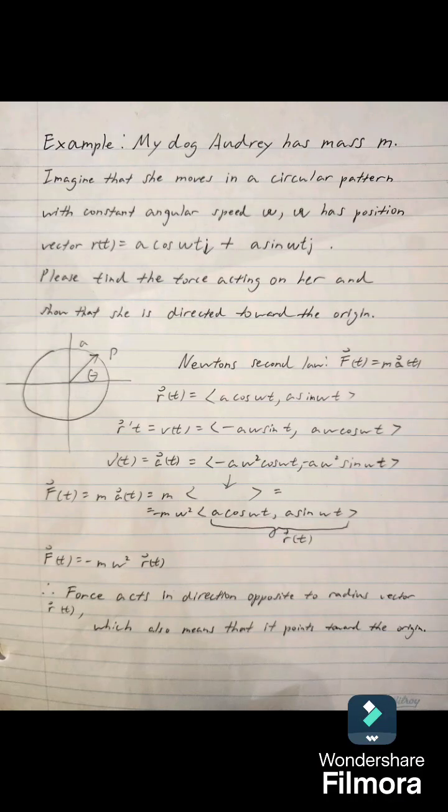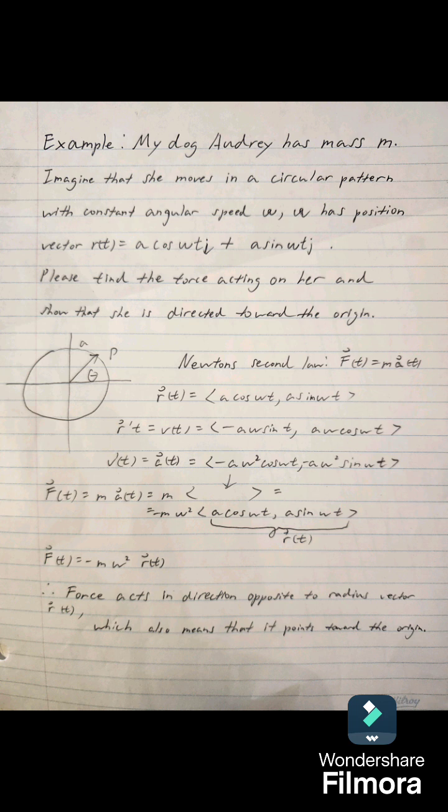Alright, here let's solve an example question, and we are going to use the formulas from the last formula sheet. For example, my dog Audrey weighs m pounds. Imagine that she moves in a circular pattern with constant angular speed omega. She has position vector r(t) equals a cosine omega t plus a sine omega t. Please find the force acting on her and show that it is directed toward the origin.